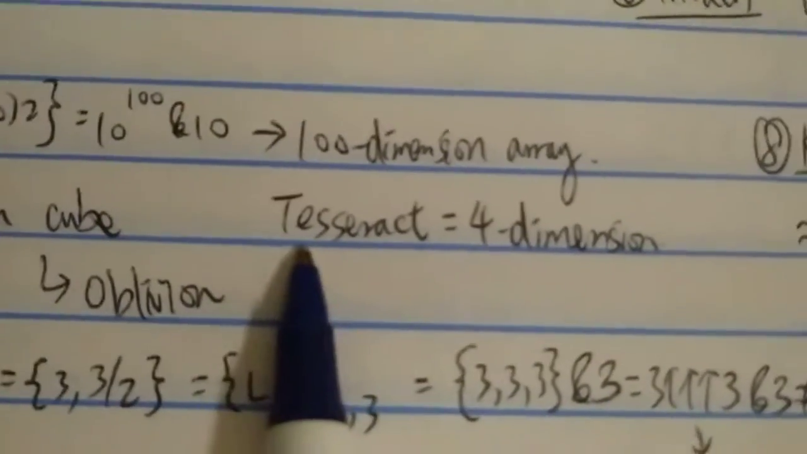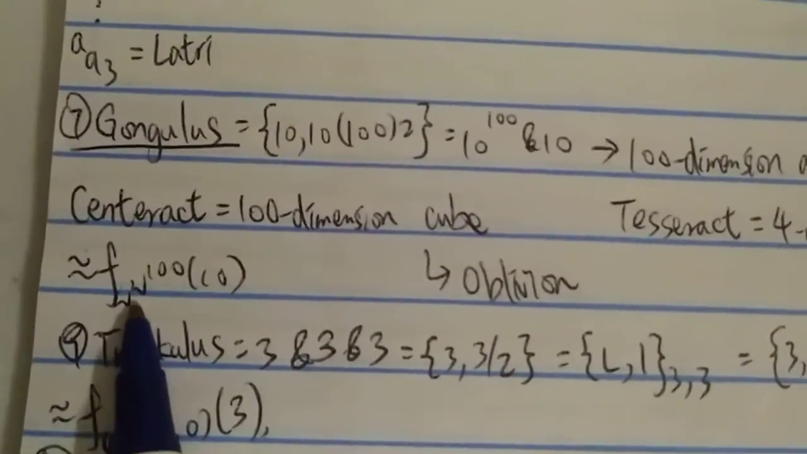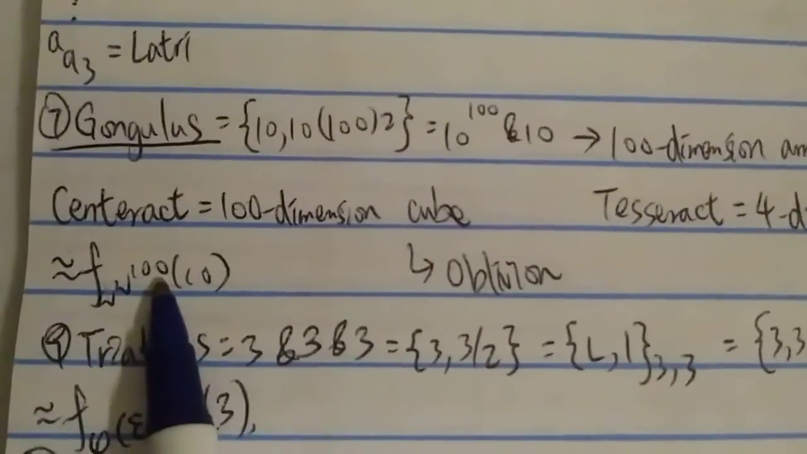Anyway, as you know, a tesseract is a 4-dimensional cube. So just to give you an idea. And in terms of the fast growing hierarchy, this is f of omega to the omega 110.